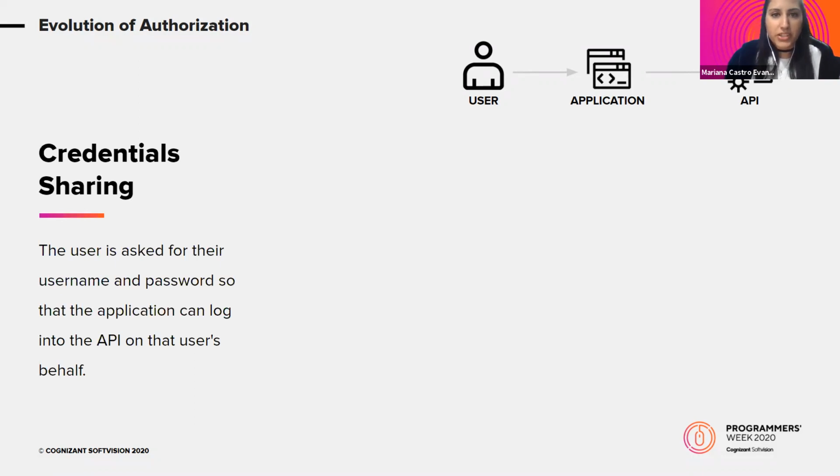One option is credentials sharing. Here, the user is asked for their username and password, so the application can log into the API on the user's behalf. There are many problems here, but the one that's pretty obvious is that we're giving our credentials to this application. This application can use them for whatever it wants, maybe to access the API, but maybe to change the password itself. So that's not secure and it's not a great option.